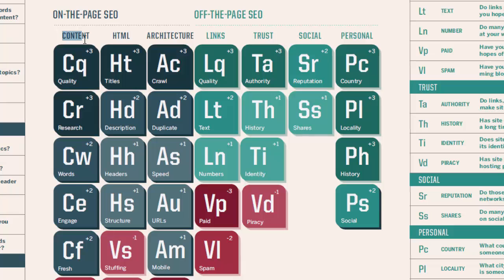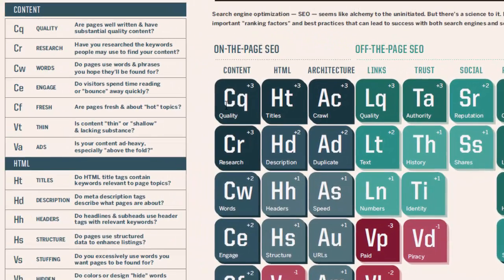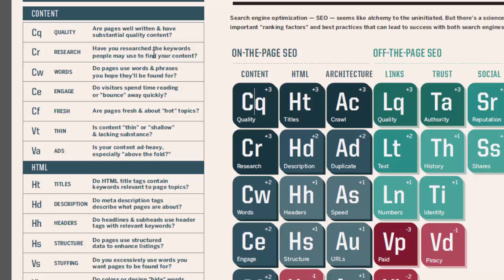So over here there's a couple areas. The first is content. So in this row, we're looking at content. Over here we're looking at HTML, so the coding, the stuff that's behind the scenes. So this is what you see on the page. This is the coding behind the page. And then this is the overall architecture of how you put your site together and make it visible to the world. So the first thing that we're looking at here is what they call CQ, content quality.